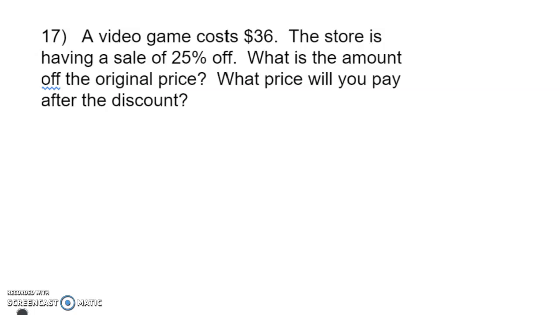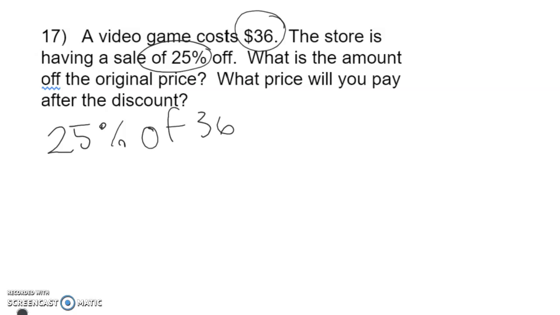So first they want to know what's the amount that's off the original price. What is the discount? And that's going to be 25% of 36. So originally we're going to look for what's 25% of 36. And there's a couple ways I can do this. I could turn this into a decimal. It would be 0.25 times 36.